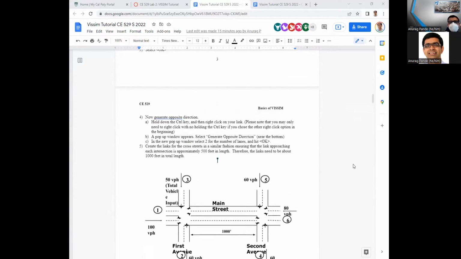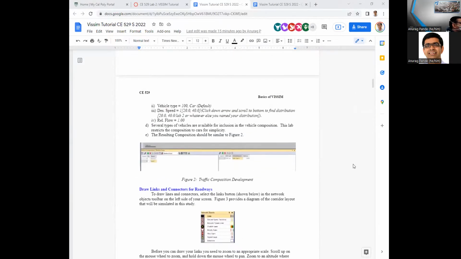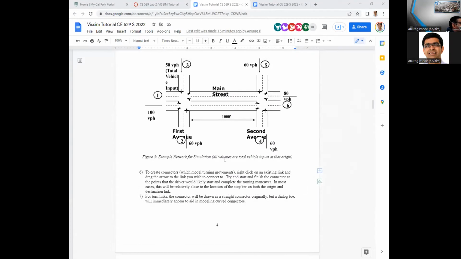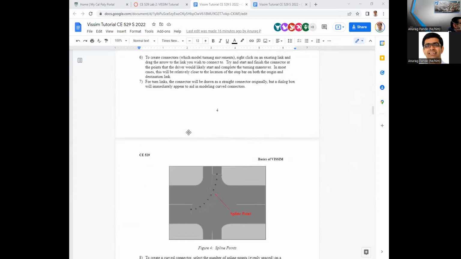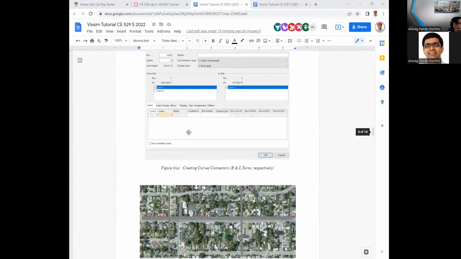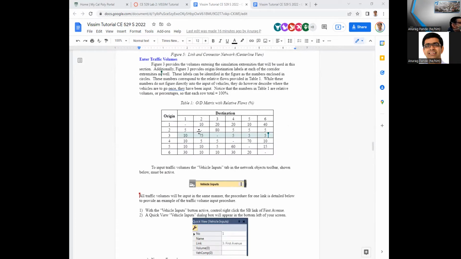So if you see here, these 60, 60, 80, 60, 50, and 100, these are your input volumes. These are the numbers of cars that are going to enter the network from these 6 points. Okay? Now, how they're going to split themselves is what is decided in that matrix here in table 1. That's just relative flow in percentages.